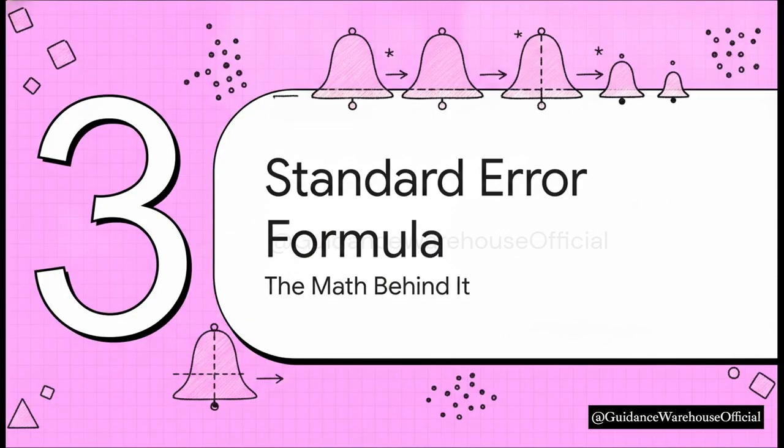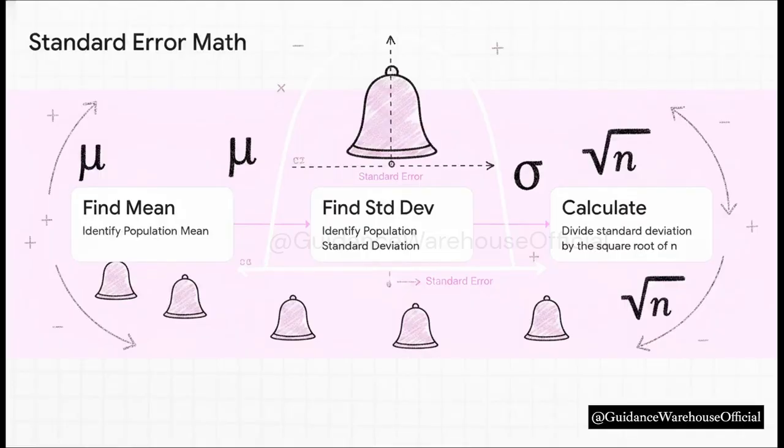Section 3, the standard error formula. To solve actual problems, we need a new standard deviation for our bell curve, which statisticians like to call the standard error of the mean. Here's how you find it. Step 1, identify the population mean. That's our Greek letter mu. Step 2, grab the original population standard deviation, or sigma. And step 3, calculate the standard error by dividing that original standard deviation by the square root of your sample size, n.